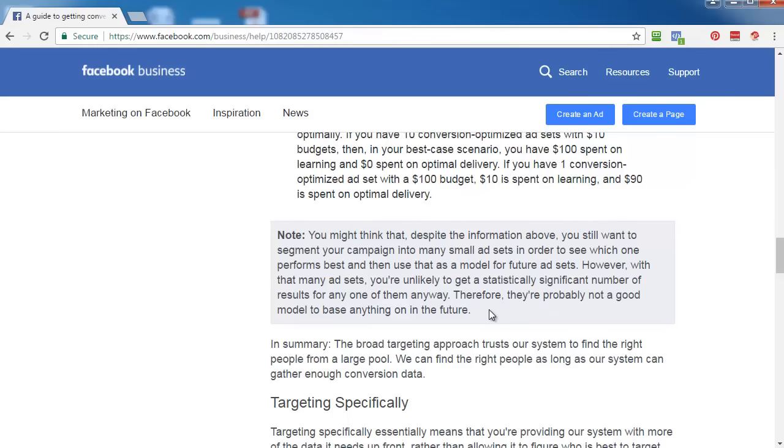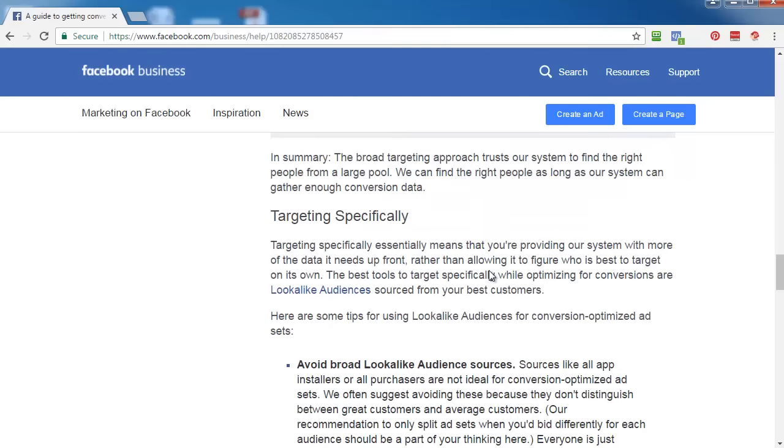Because they would rather have fewer ad sets and let their algorithm pick the people out of those than have like 5,000, 10,000, a million times the number of ad sets. So when you go in there and you create a whole crap load of $5 ad sets, Facebook doesn't really like it. Anyway, they go on to say targeting specifically, more on the targeting, essentially means that you're providing our system with more of the data it needs up front, rather than allowing it to figure out who's best to target on its own.